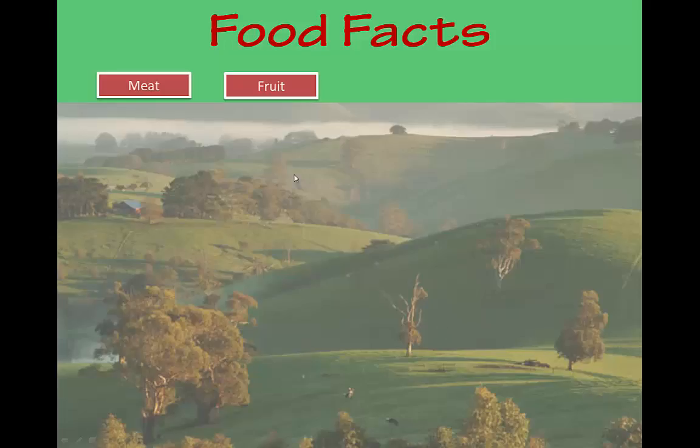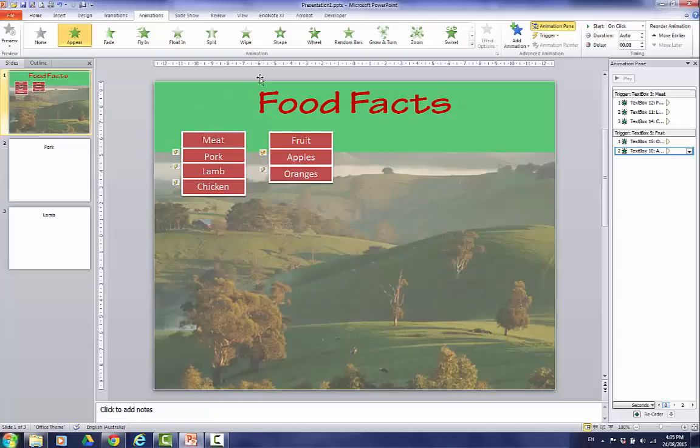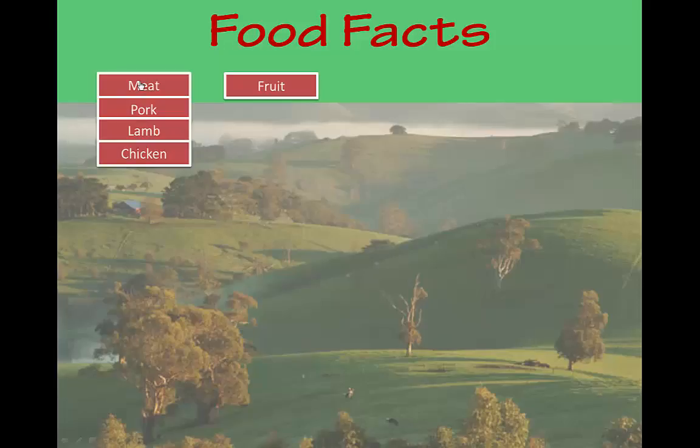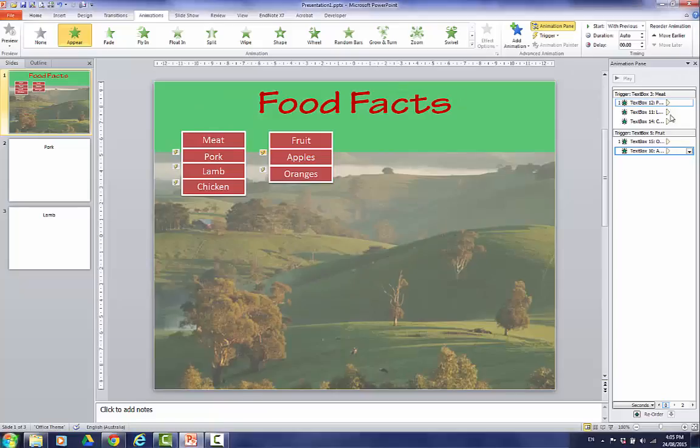So at the moment, what have we got? I click on meat, they're all appearing one after another. Okay, I don't want that. I want them all to appear at the same time. So with previous, with previous, with previous. Let's have a look now. Ta-da! Okay, brilliant.